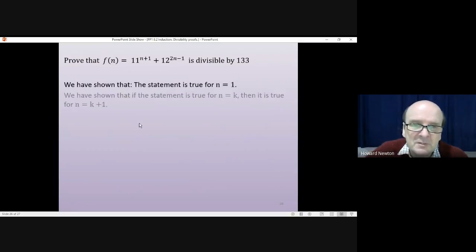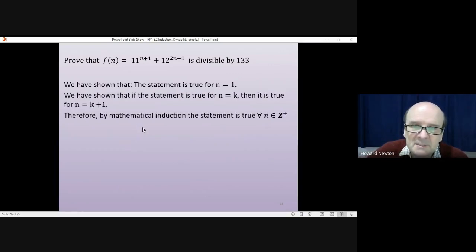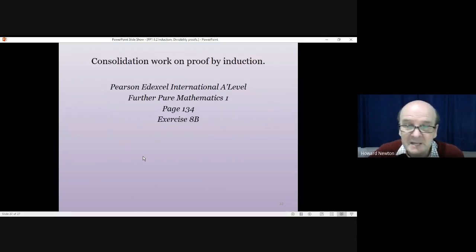And then at the end of the question, these are the three statements that I never change and you need to write down. That gets us to the end of the lesson, page 134 and exercise 8b.